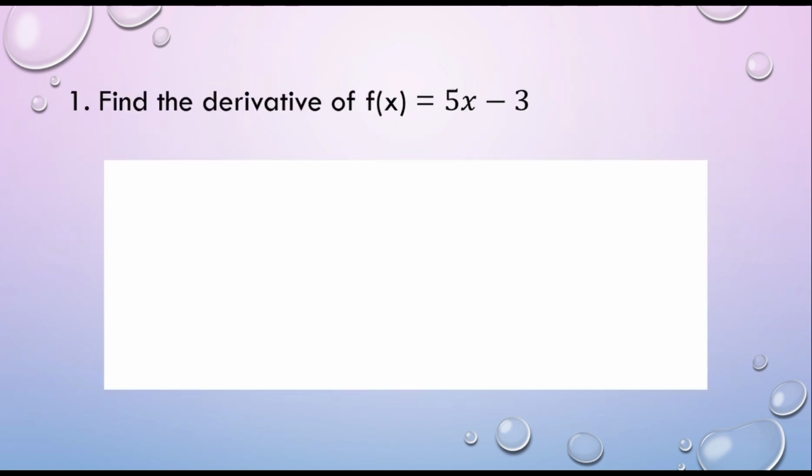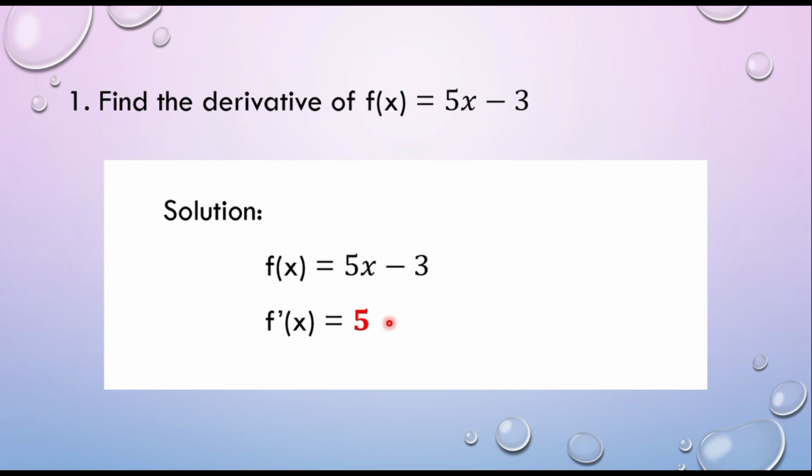Examples: find the derivative of f of x is equal to 5x minus 3. So we have the solution. First, let's write the equation. We have f of x is equal to 5x minus 3. So we can find the derivative by multiplying the exponent to the constant. Next, minus the exponent by 1. So we have the derivative of 5x minus 3 is equal to 5.